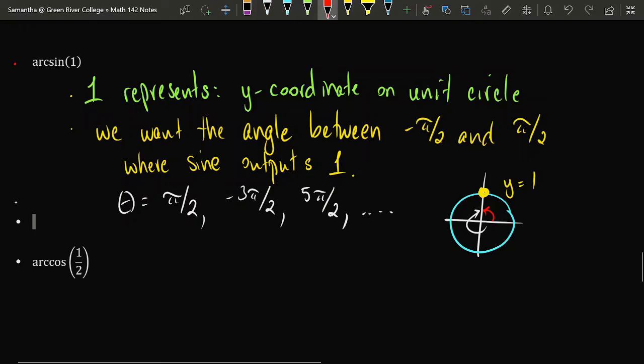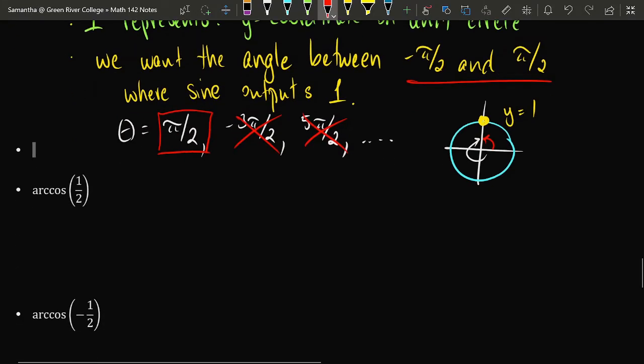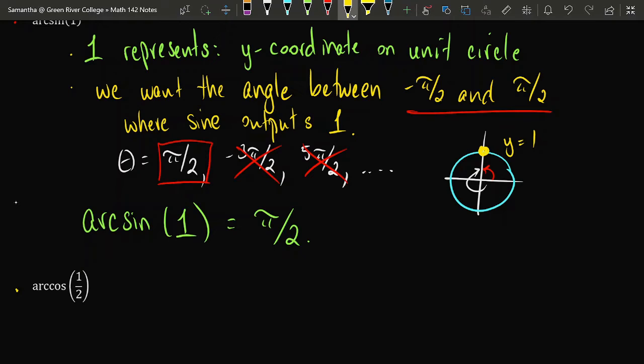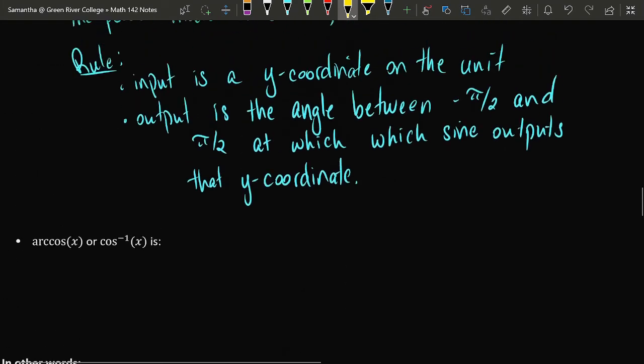However, we're going to ignore all these other coterminal angles, and our answer is going to be the single angle which lives between -90 degrees and +90 degrees. That the value of arcsine with 1 plugged into arcsine is the angle pi/2. So that's how arcsine is defined, and arccosine is defined in a very similar manner.